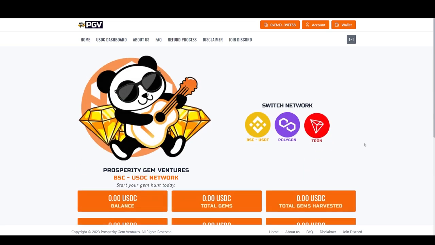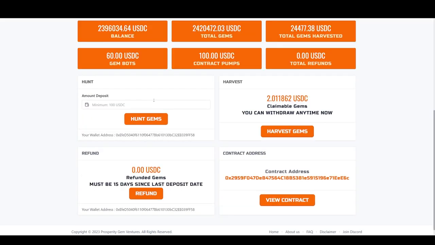Let's go back to the USDC dashboard. Minimum to invest 100 USDC. I did invest 203 USDC. Claimable gems, I've already earned about 1%. That's 2 USDC. And I invested about 12 hours ago, so pretty good. It says I can withdraw any time now. Here's to request a refund. And here's a contract address.